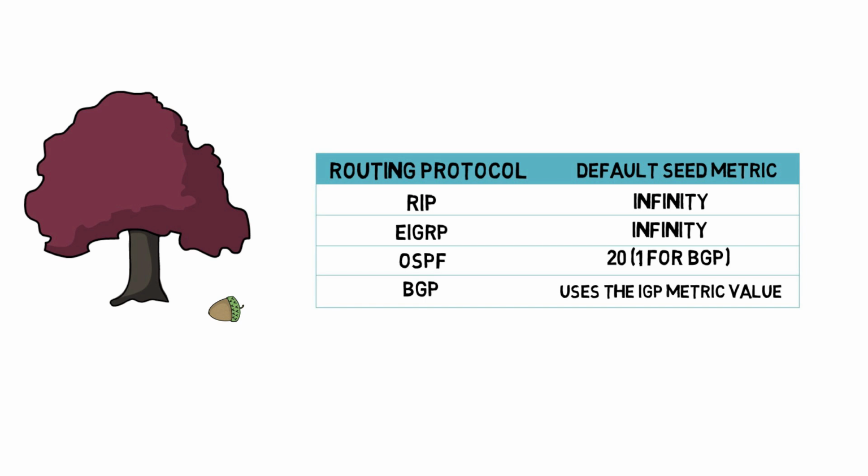And now that we've reviewed some of the fundamentals of route redistribution, we've discussed why we need it, what it does, and what the default seed metrics are. Let's go out to a live interface and review a basic route redistribution configuration, and then in our next video, we'll get into troubleshooting route redistribution.